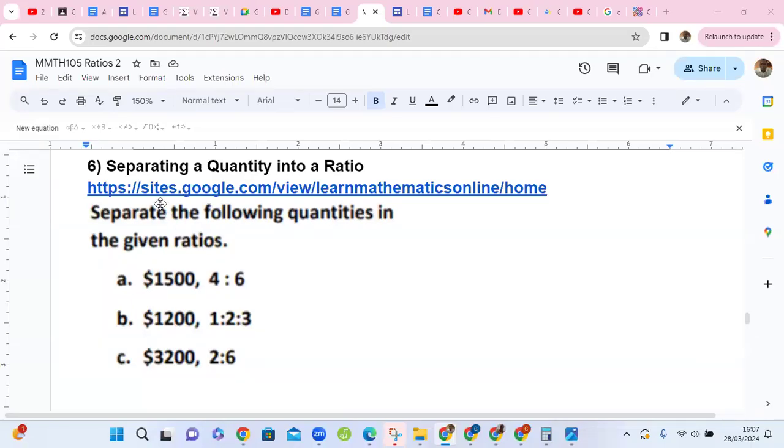Here we are going to discuss separating a quantity into a given ratio.